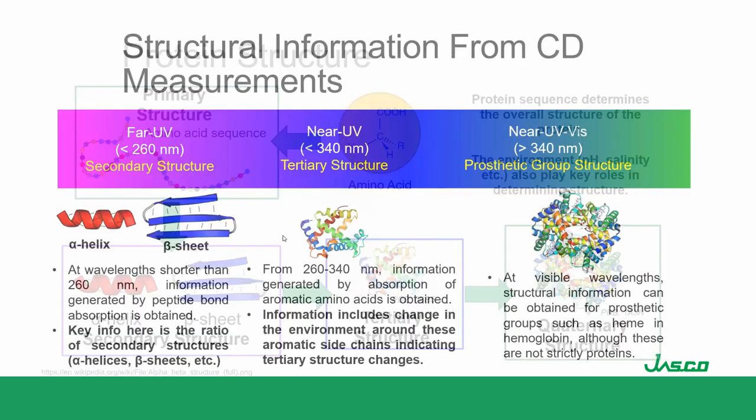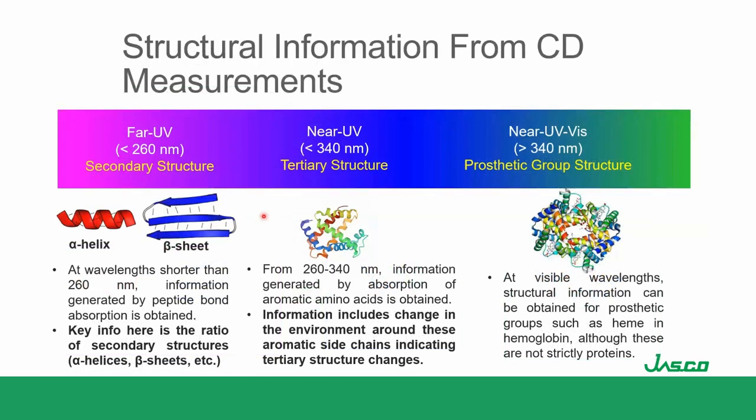So I mentioned these three regimes that we can look at with CD measurements. Most important to this talk is the far UV region, which is anything less than 260 nanometers. This is really where we get a lot of our information on alpha helix content, beta sheet content, if there's random coil present or beta turns.